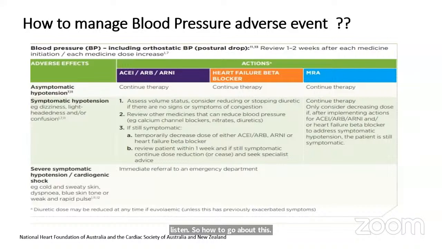So first I will start off with a patient where they have a blood pressure problem. I got this chart from the National Heart Foundation of Australia and New Zealand, and I'm using this in my daily practice. So let's say your patient has asymptomatic hypotension. You're seeing a patient with a blood pressure of probably 80 plus systolic and about 50 plus diastolic. But the patient can walk into your clinic, he has no giddiness, he's completely well. Please continue the current management.